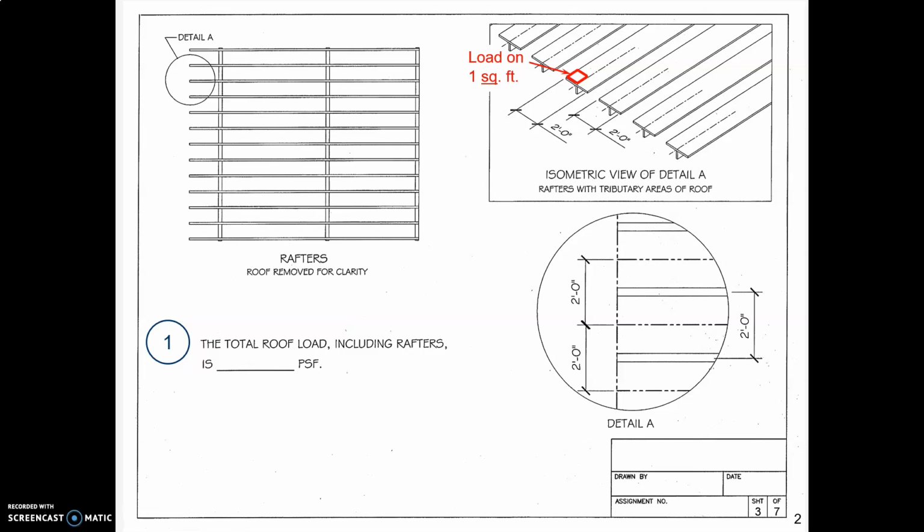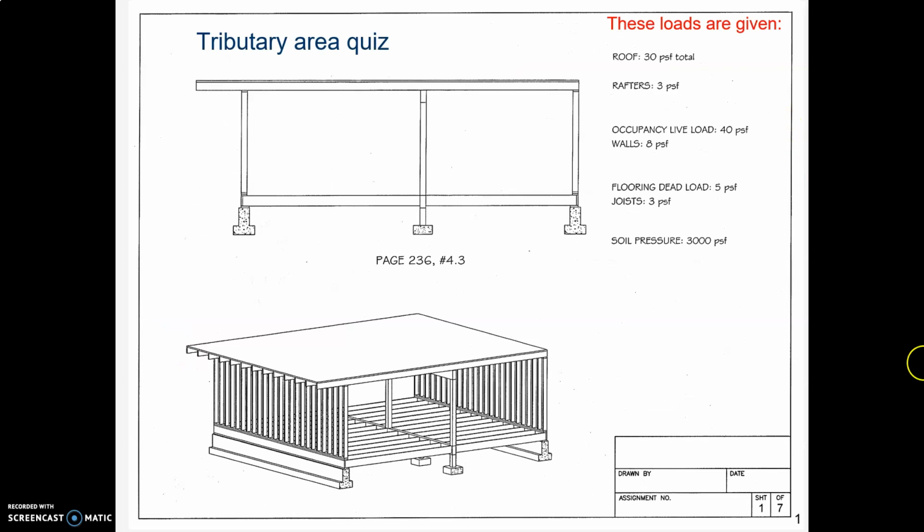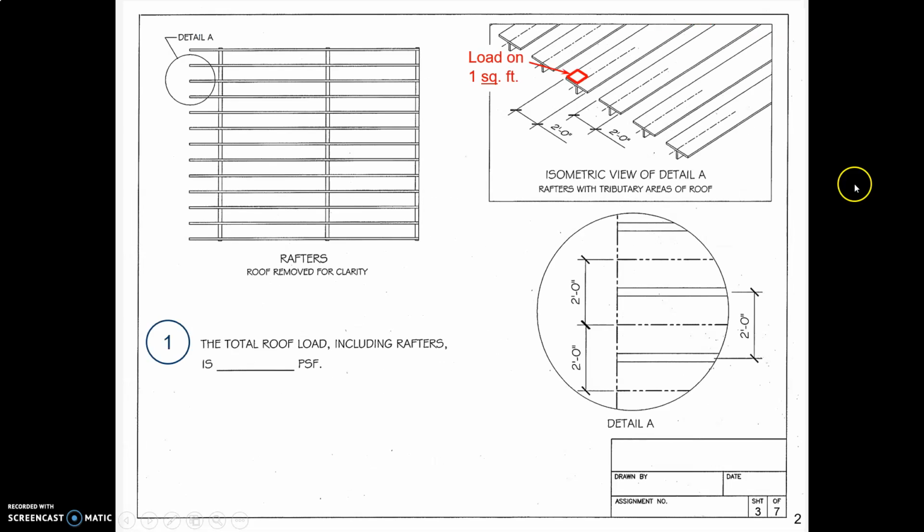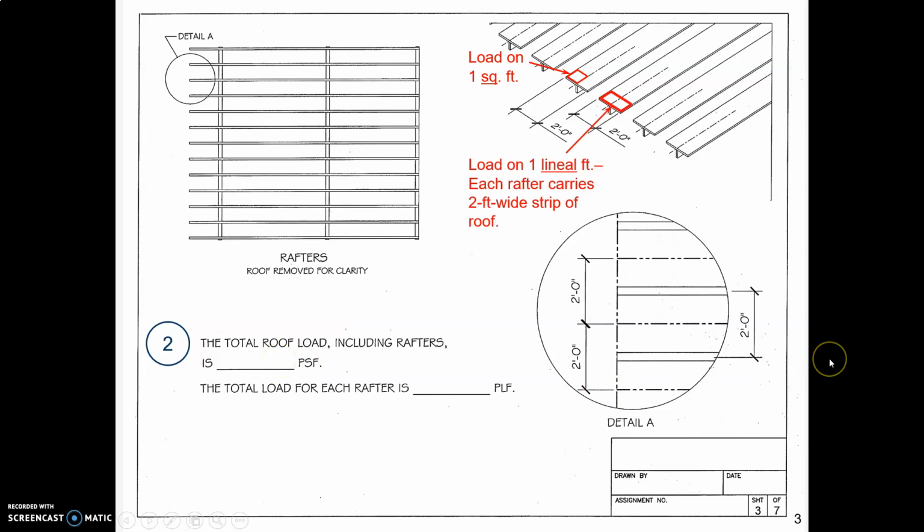So first, let's think about what we know about how much load is on 1 square foot of roof. Backing up just a minute, what does he tell us? The roof is 30 pounds per square foot. The rafters are 3 pounds per square foot. So what is the total pounds per square foot, roof and rafters? Got to be 33.